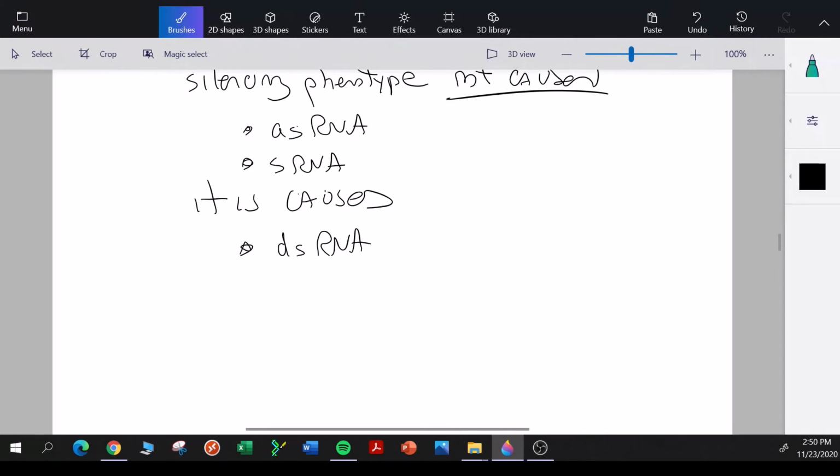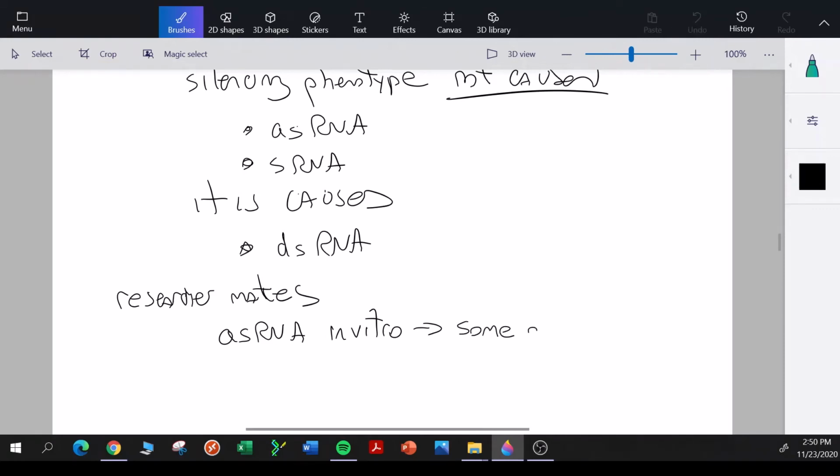Okay, so that was their hypothesis, and what they were also hypothesizing was that when a researcher uses the in vitro techniques to make, say, antisense RNA, there is some double-stranded RNA contamination. So using the standard techniques of the day, when a researcher tried to make antisense RNA using in vitro techniques, there was often some double-stranded RNA contamination. And this was the trigger of the gene silencing, not the antisense RNA.